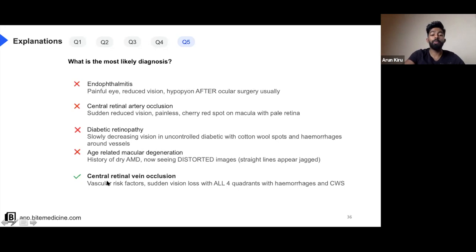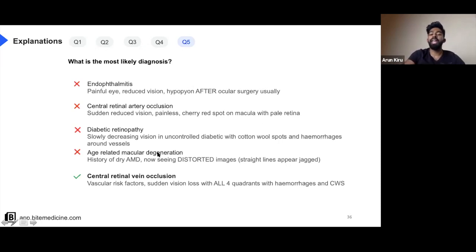But you would get them with a CRVO, central retinal vein occlusion, vascular risk factors, which this patient has, sudden loss of vision, all four quadrants with hemorrhages and cotton wool spots. So that's why this is a CRVO. Some of you went for CRAO, where the history is correct, but the signs are wrong. That would be a cherry red spot, a literal red spot on the macula, or the fovea, I should say, with a pale retina.